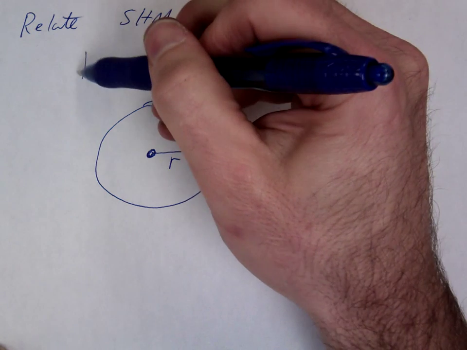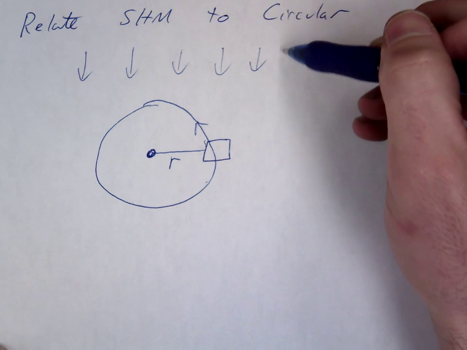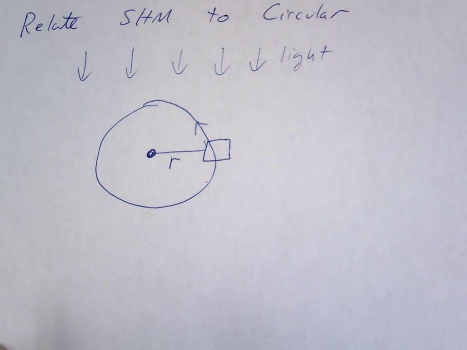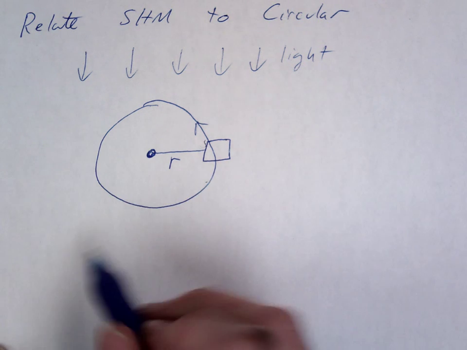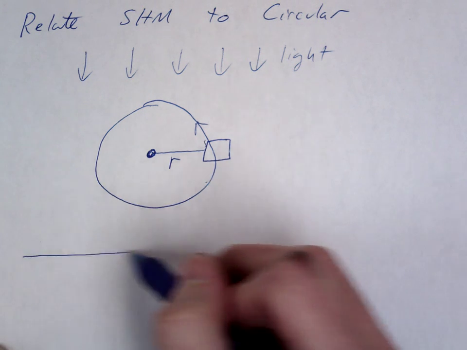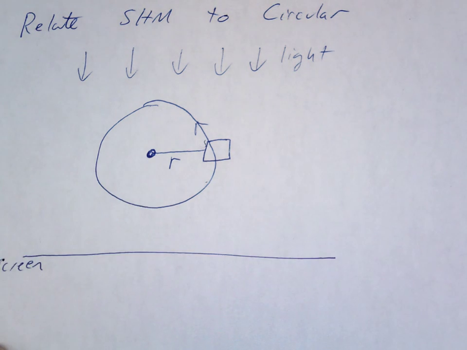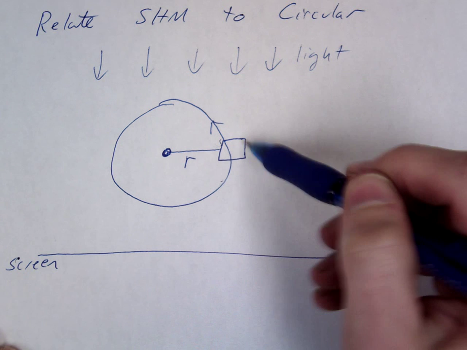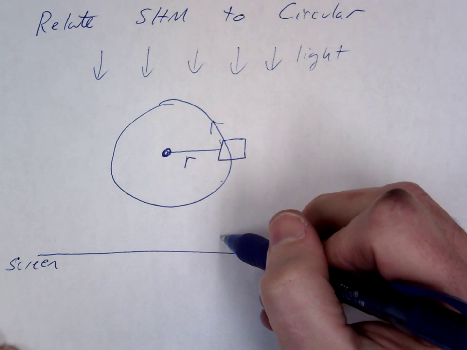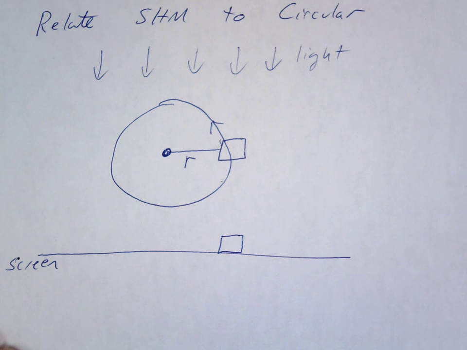So imagine, for example, we're going to shine some light on this, and what that will do is produce a shadow back here, let's say on some screen. So for example, at this point, there's going to be a shadow back here that looks kind of like this, back on the screen.